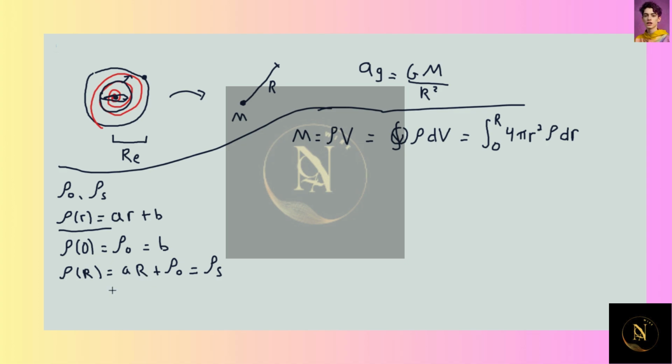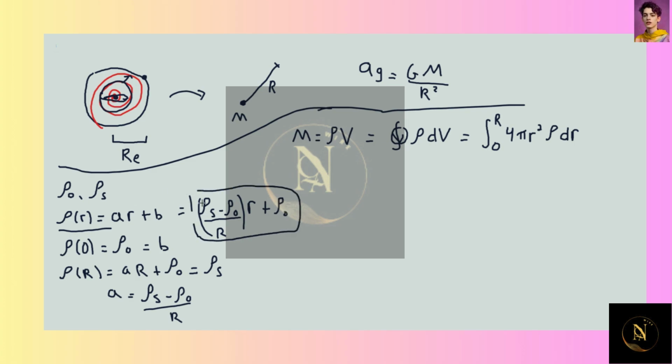So we can solve for a now, and we should get that a is rho sub s minus rho naught over R. And so plugging in a and b into our expression here, we should get rho sub s minus rho naught over R, and this whole term times little r. So this is the linearly increasing term. And then here is our constant b, so plus rho naught. So here is our density function.